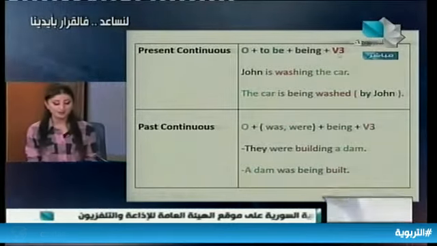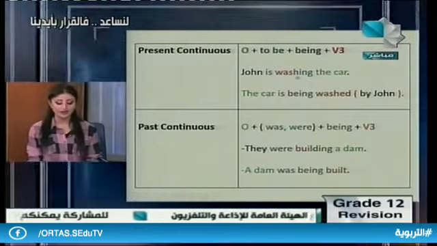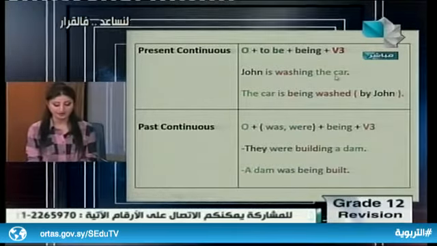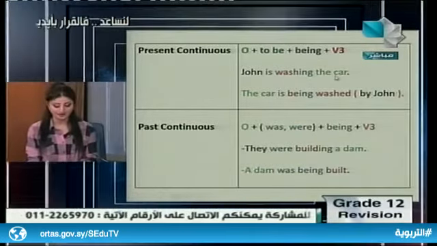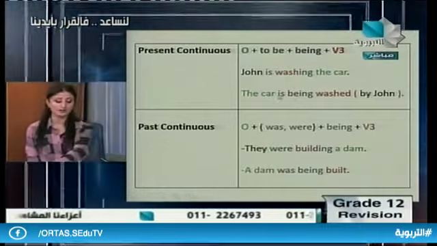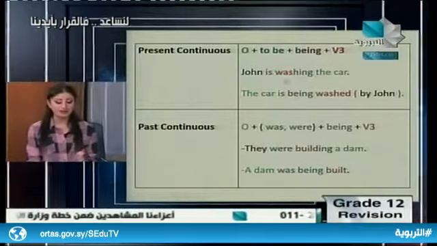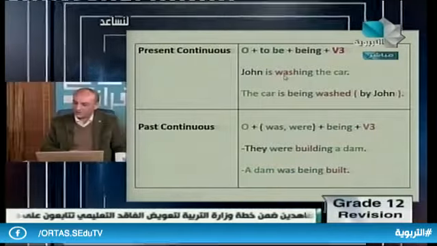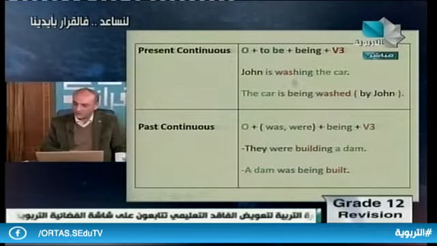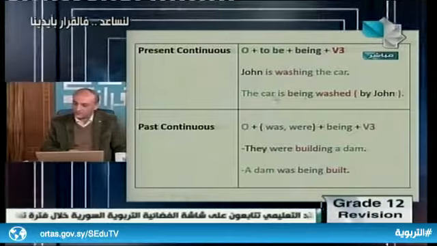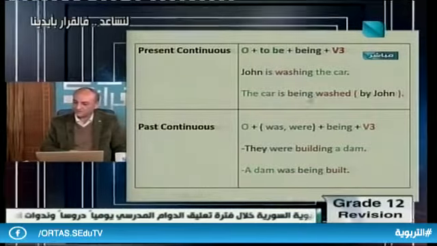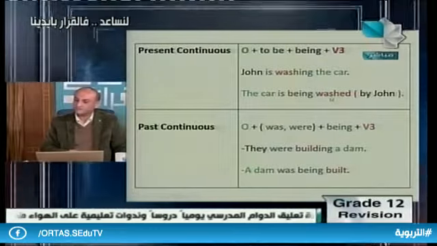For example, John is washing the car. John is the subject, is washing is the verb, and the car is the object. In the passive voice, the car is being. I put is because the car is singular. Because wash here is in the present continuous, we use the verb to be in the present continuous. The car is being washed by John.